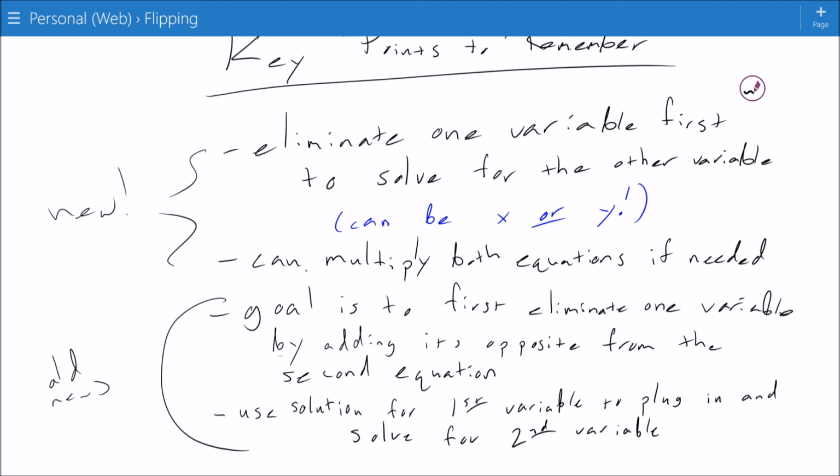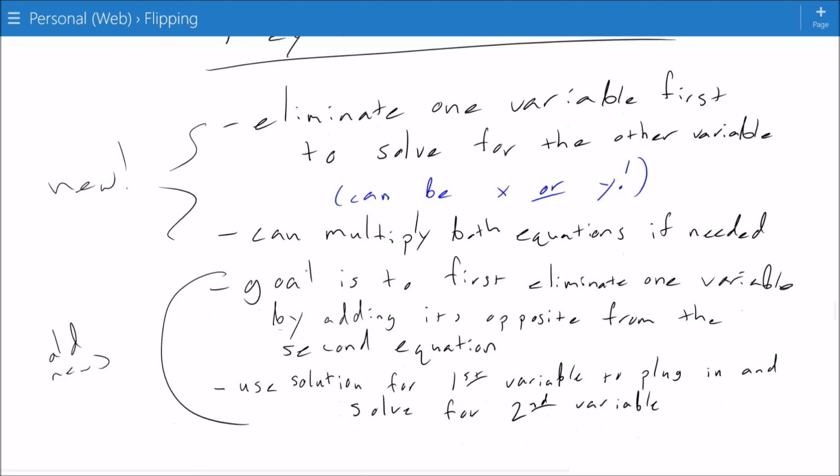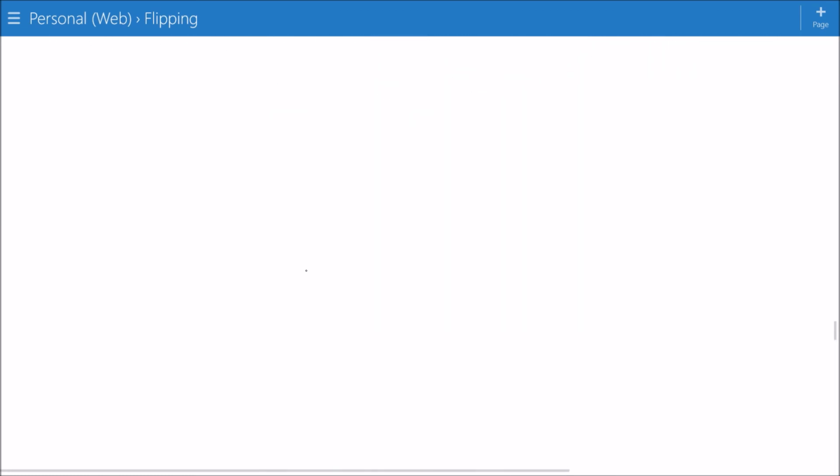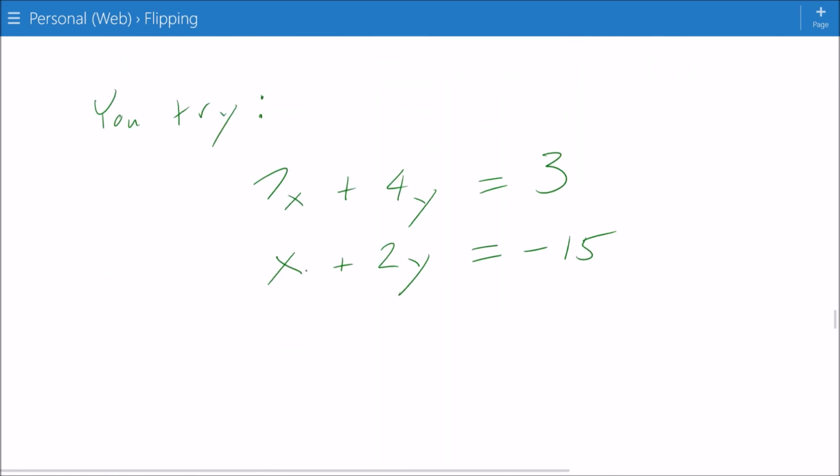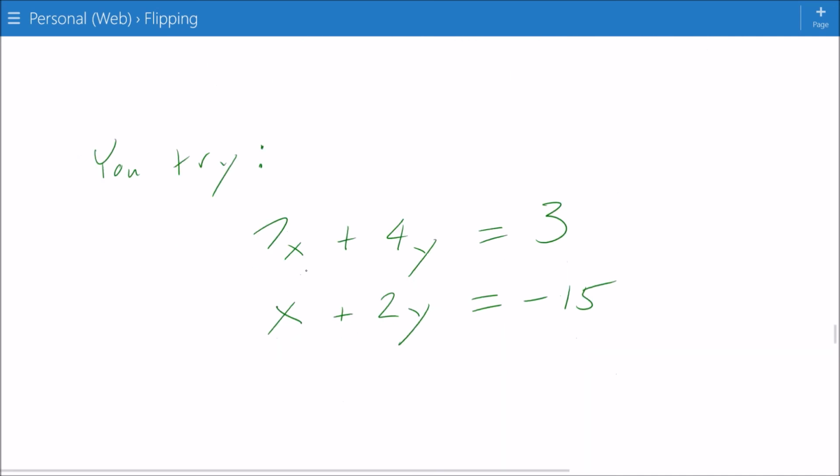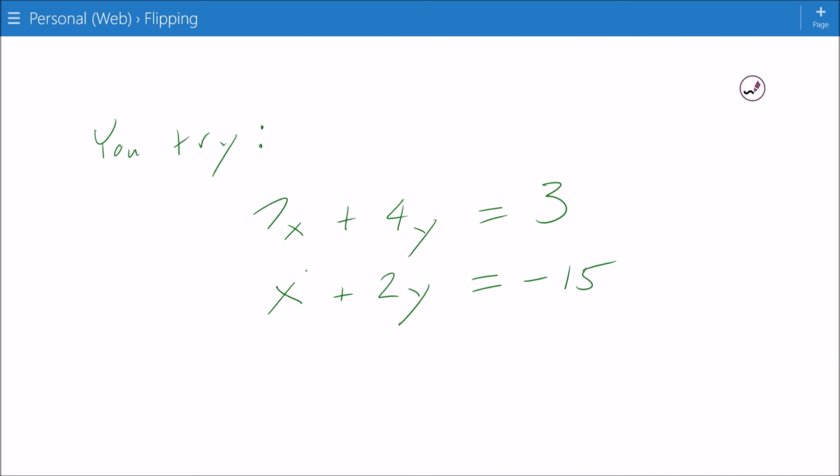All right. Let me leave you with a little bit to think on. Please put this into your notes and think a little bit about this. You try. 7x plus 4y equals 3. x plus 2y equals negative 15. Solve for x and y.